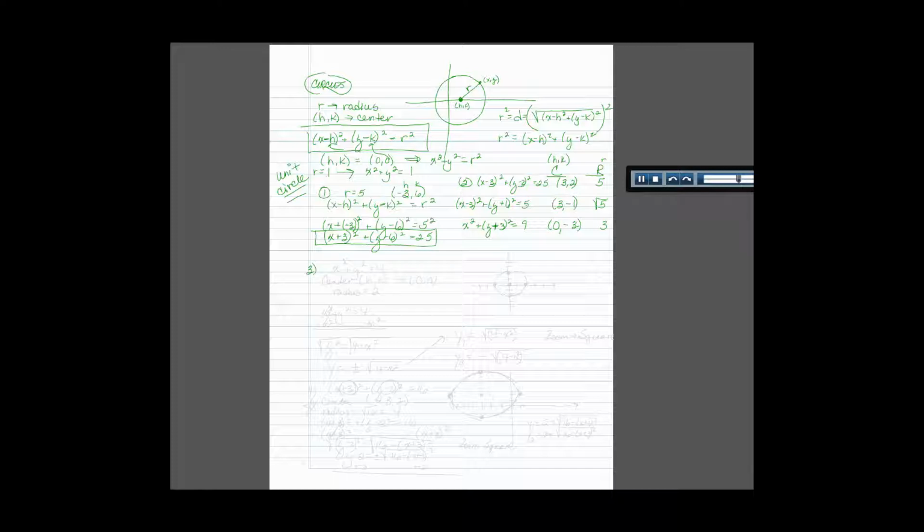Alright, example 3 says sketch the graph of x squared plus y squared equals 4. Well, let's see what we know. The center, which is (h, k), is the point (0, 0). I know because there's nothing added to the x or the y. And the radius has a length of 2.